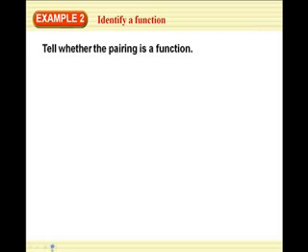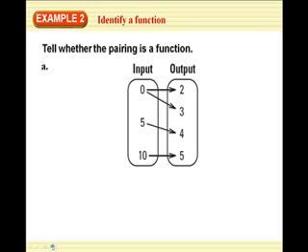We go to the next slide and it talks about identifying a function. What is a function? It says tell whether the pairing is a function. This is an input output. I try to think of it this way, that you have a machine right here. At the top there's a little funnel, and you drop a number into the machine. Over here, there's a little chute that slides out the number.